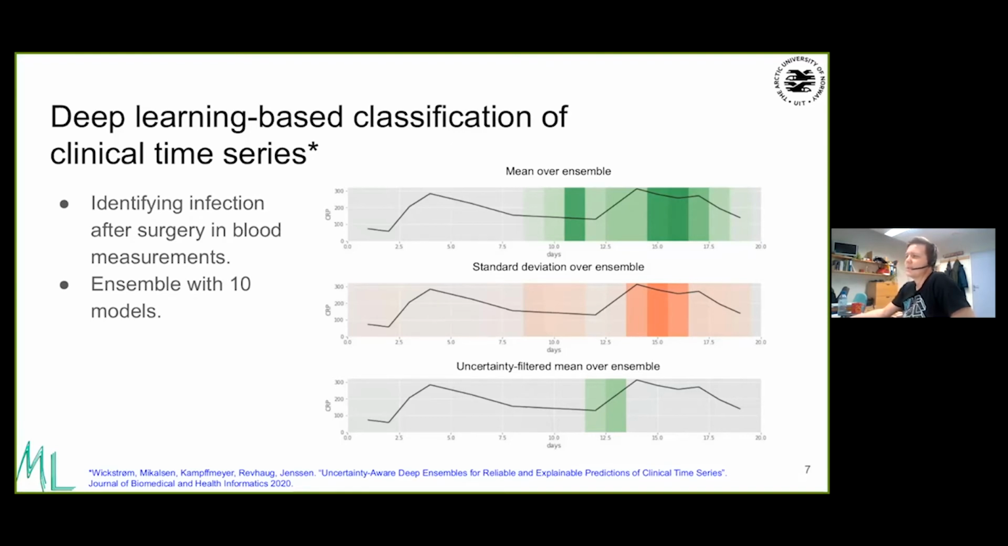At the top row, that's the mean explanations across the ensemble. Green means that a time step is very important. The second row is the uncertainty of these time steps. Red means that a time step is very uncertain. And the bottom row is the uncertainty filtered explanation that I talked about. As you can see from the top row, we have a lot of time steps that are being indicated as relevant. But from the second row, we know that a lot of these actually are quite uncertain. But if you look at the bottom row, you can see that it's actually just this incline at around 12, 13 days that we're completely sure is important.